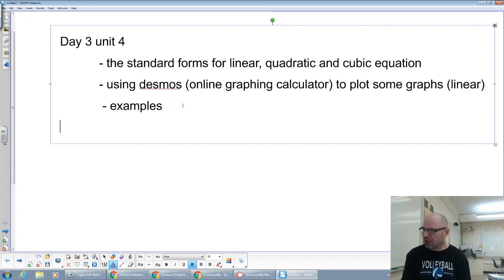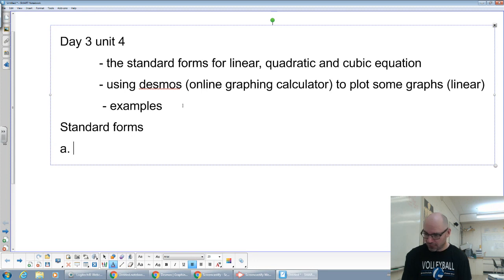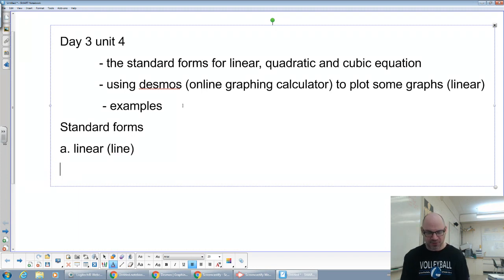Okay, so the first thing I want to do is, what are the standard forms of equation? We'll do linear. Okay, that's basically a line, straight line, right? And that is going to be y equals mx plus b.